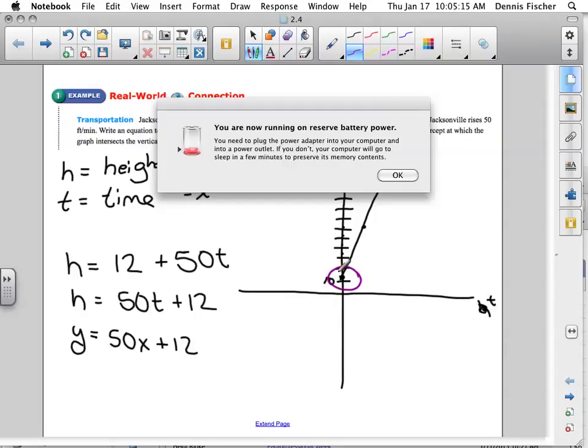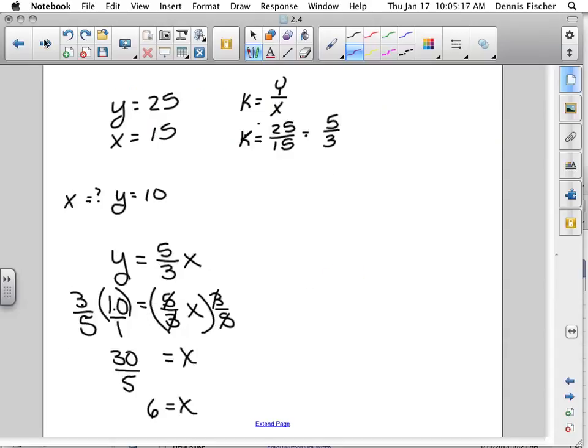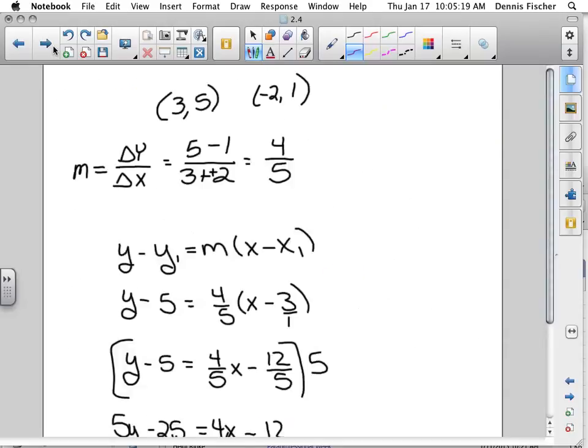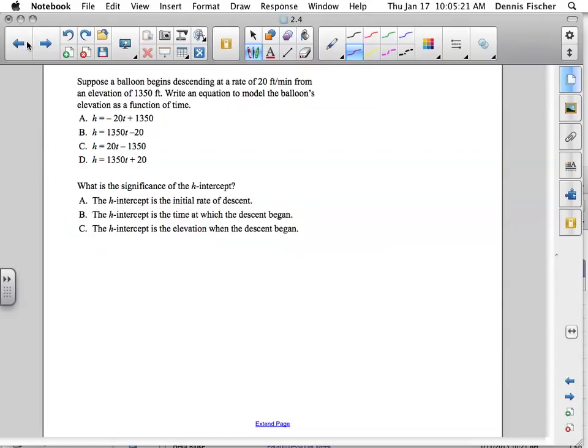Okay. Look at this question. I already did that question. Suppose a balloon begins to descend at a rate of 20 feet per second, or per minute, sorry, 20 feet per minute, from an elevation of 1,350 feet. Write an equation to model the balloon's elevation as a function of time.